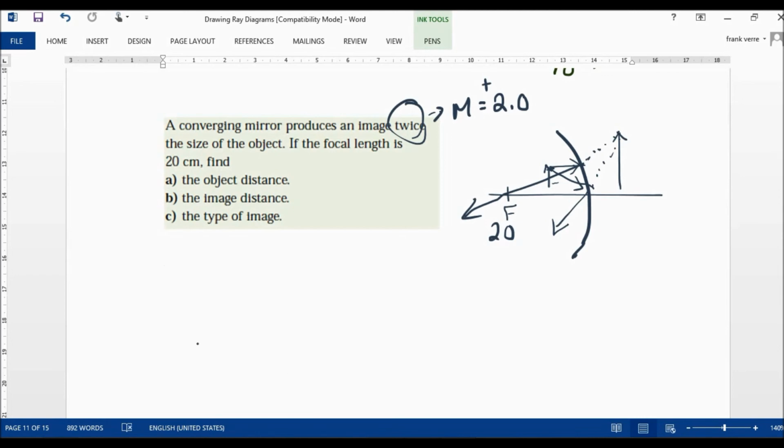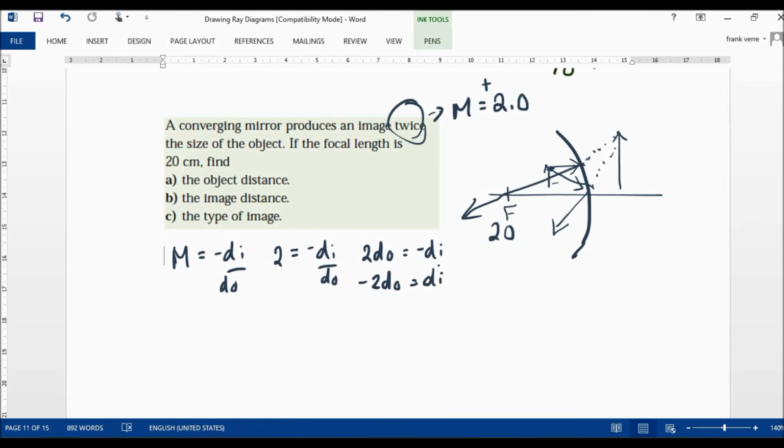Now, because we know the magnification, we can actually establish a relationship between di and do. So M, if you recall, is equal to negative di over do. So we know what M is. We know M is plus 2. So we can say 2 is equal to negative di over do. Or basically what we can say is that 2 do is equal to negative di, or negative 2 do is equal to di.